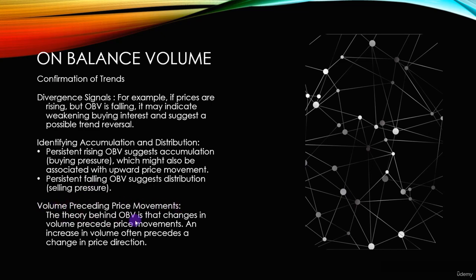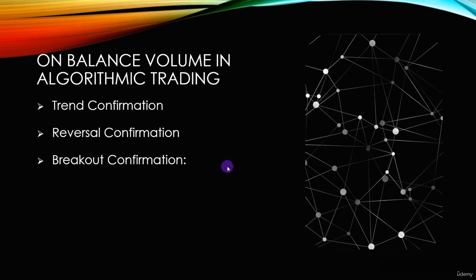So the theory behind the OBV is that changes in volume precede price movements. So if you see a change in the OBV, then you can know somehow that the price is going to follow this change. An increase in volume often precedes a change in price direction. It might be a selling direction or a buying direction. Just to recap on the OBV, in algorithmic trading, we can use it as a trend confirmation indicator, a reversal confirmation, or a breakout confirmation. We use it mainly for the confirmation of the signals.